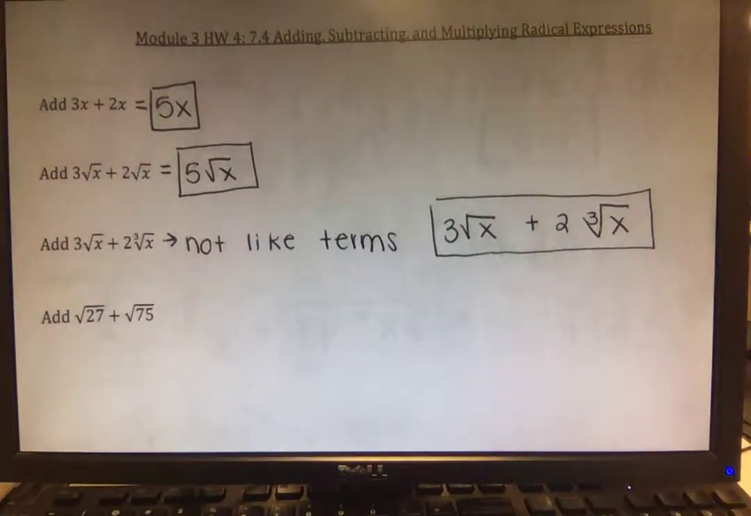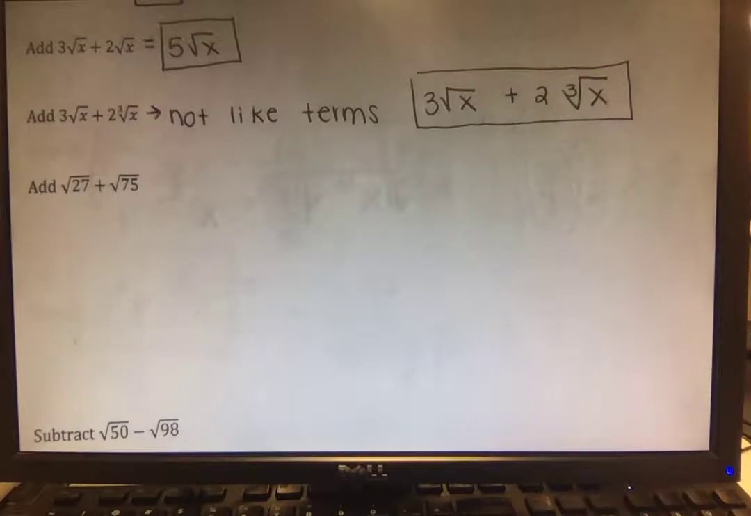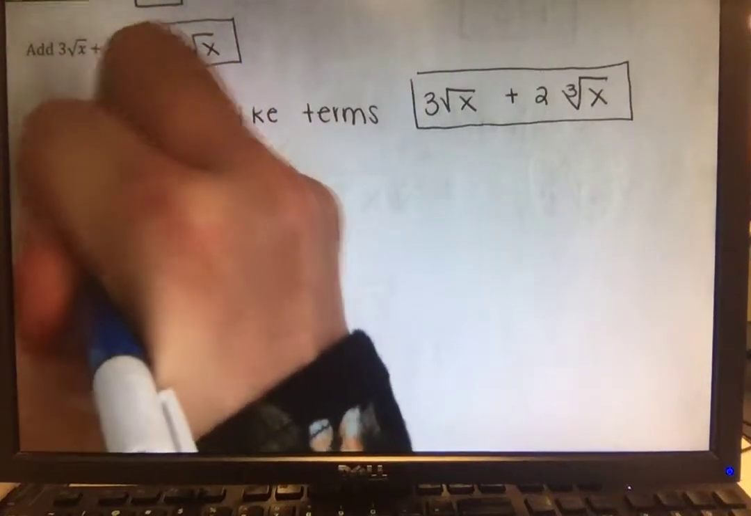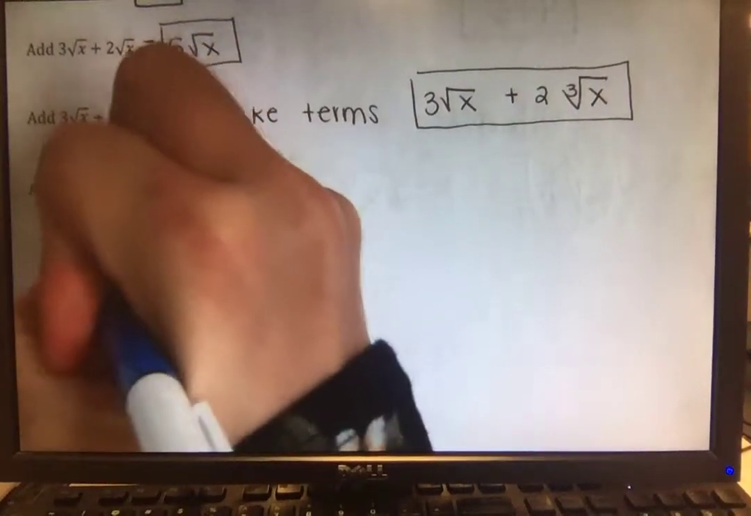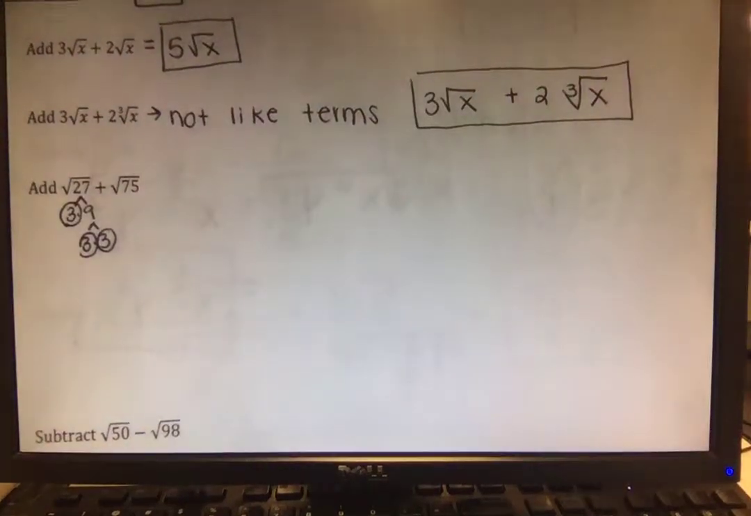For the next one, we have to add the square root of 27 plus the square root of 75. As of right now, these are not like terms. They're not the same thing. But I can try to simplify them to make them like terms. So starting off with 27, we have 3 times 9. 3 is done, so it gets circled. 9 is 3 times 3. Again, my 3's get circled. So we broke it down as far as we could.